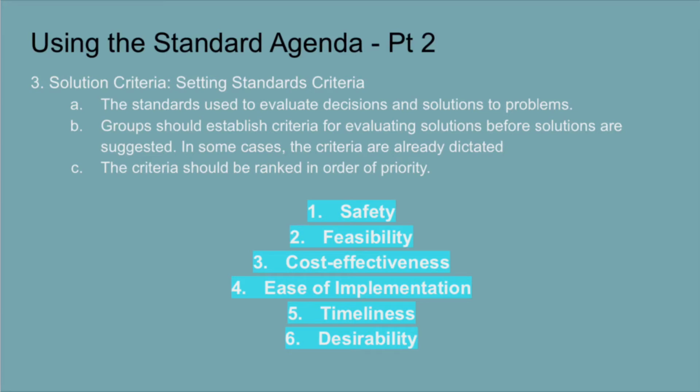Second, feasibility, because if we weren't able to do it, it would be ineffective. Third was cost effectiveness, to make it accessible to many people. Fourth was ease of implementation, because it had to be feasible again. Fifth was timeliness, because this is a pretty pressing issue that's affecting all of us right now. And sixth was desirability. Was it actually something that people would want to do? We will later use this criteria to decide the best way to approach the problem that we've been given.